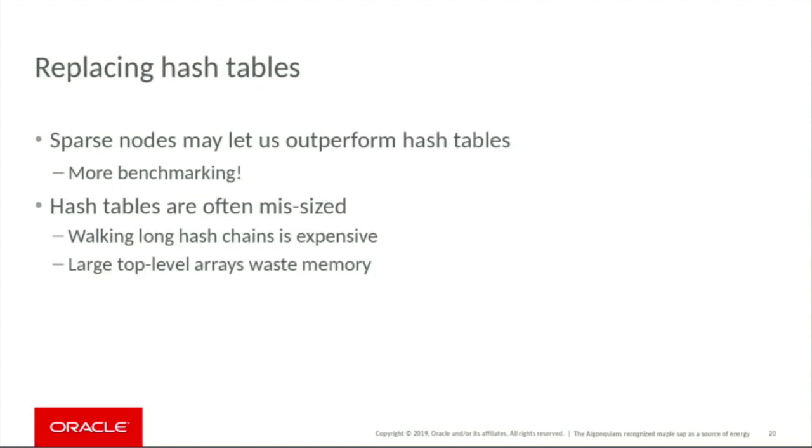One of the other things we want to do is replace hash tables. It's really, really hard to size a hash table effectively. If the top level of your hash table is too small, then you get long hash chains, and walking hash chains is expensive. It's basically a doubly linked list, pardon me. But if you oversize the top of your hash table, then you're just wasting memory.